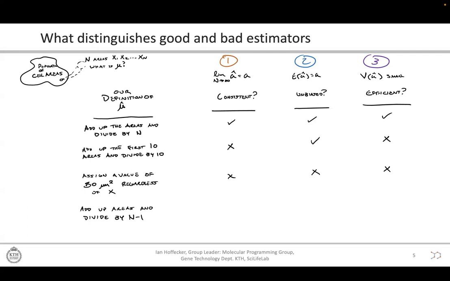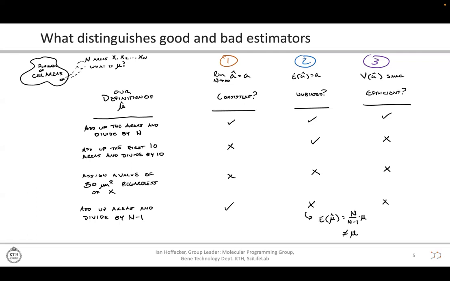Okay, and then let's consider another definition here. What if we add up all the areas and divide by n minus 1? So this is going to get better when we have large numbers of n. It is going to start to approach the true value. But in this case, we've introduced a bias. Since we're not dividing by n, we're dividing by n minus 1, the mean here is going to be systematically off. And of course, it's going to matter less and less as n goes to infinity. But nevertheless, the expected value of a hat, in this case, is not quite the same as the population A.